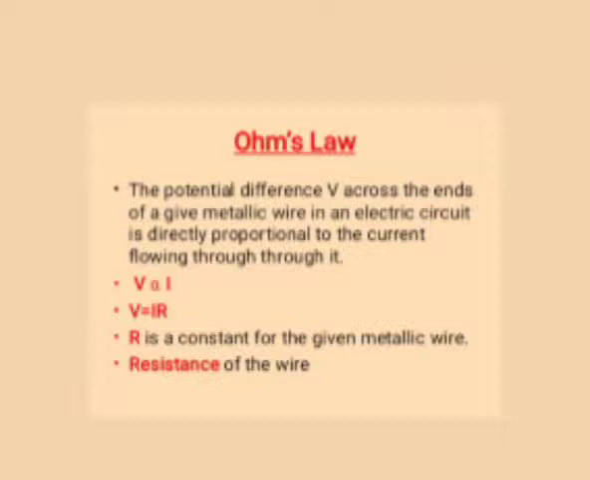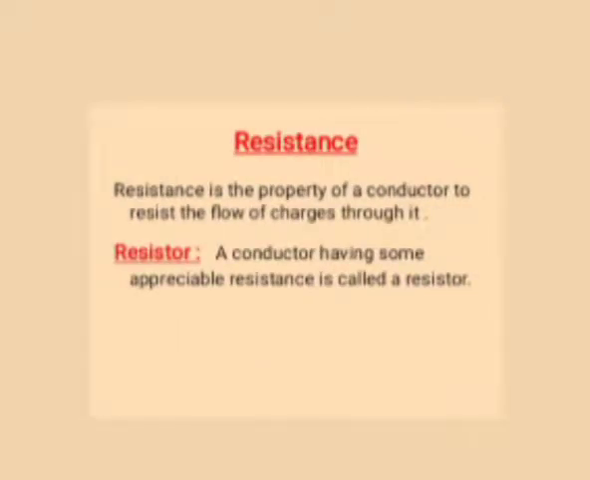It is called the resistance of the wire. What is resistance? The property of a conductor to resist the flow of charges through it is known as resistance. What is a resistor? A conductor having some appreciable resistance is called a resistor.